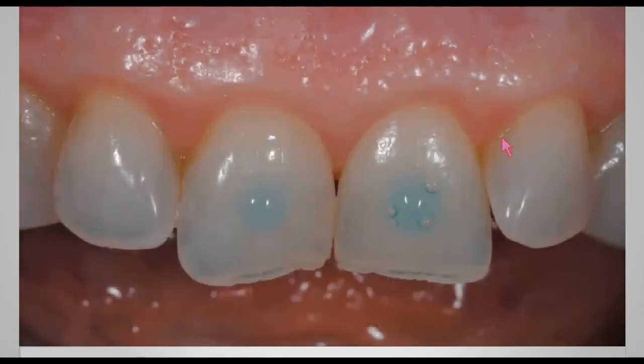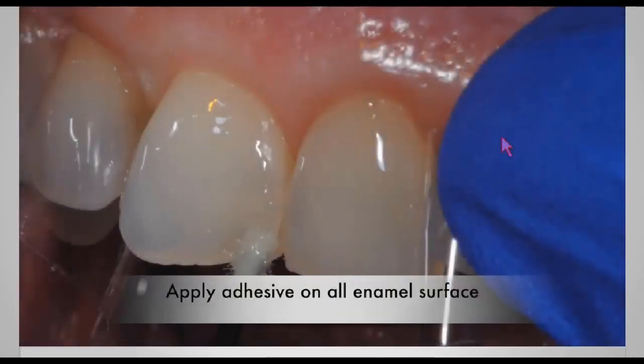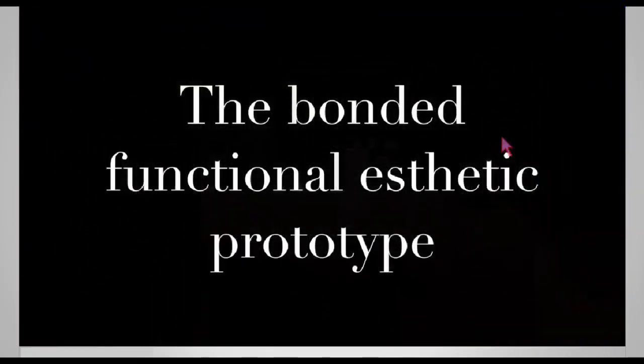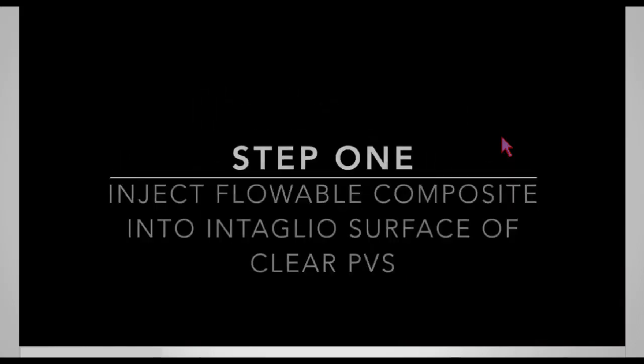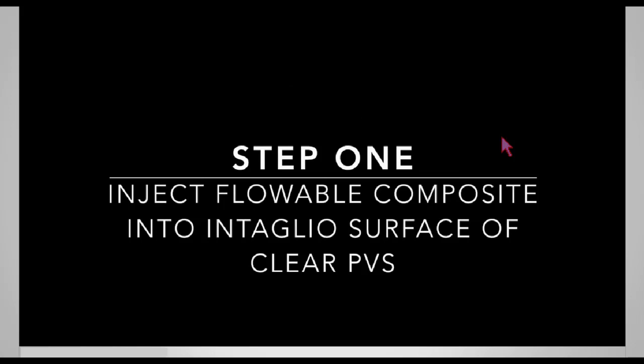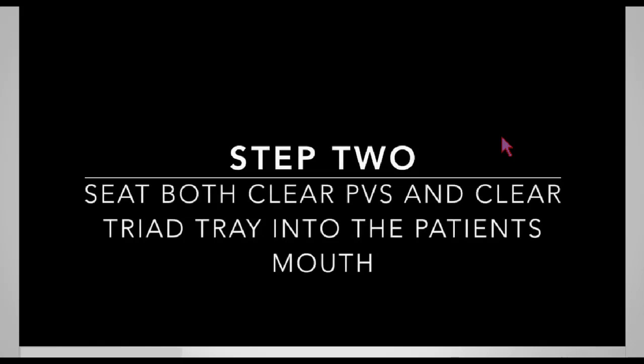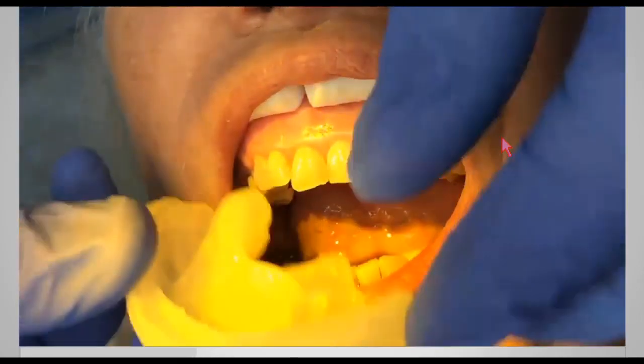So now we are in the clinic with the patient and we're ready to deliver a prototype. So you saw spot etch. Now we're going to put some adhesive. Again, the only spot etch, but we're going to place adhesive on the entire surface. Now we are ready. We have the clear triad, the clear PVS within the clear triad. I'm going to inject the flowable composite to the intaglio surface of 8 and 9. And then I'm going to hand the prototype to Mr. Shepard, and he's going to seat the clear PVS and the clear triad onto the patient's mouth.